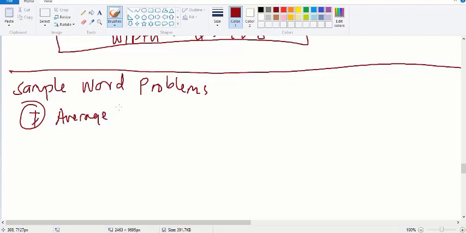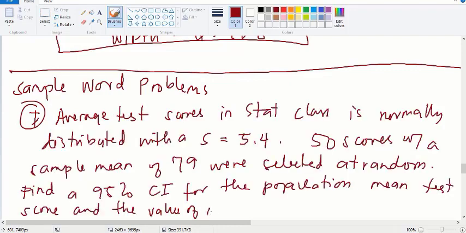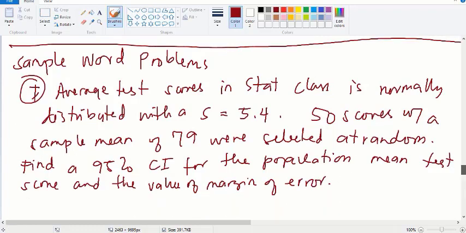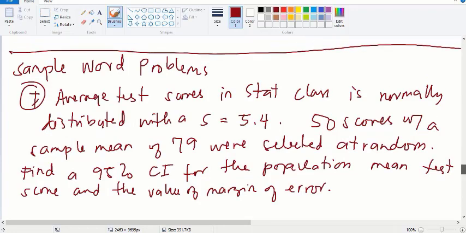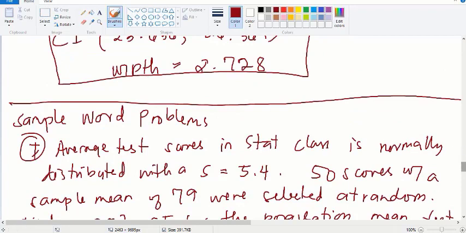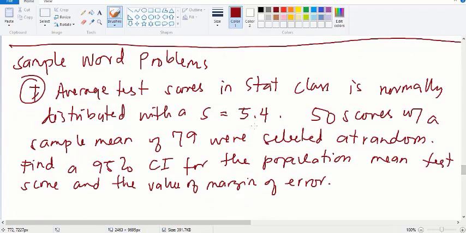The average test scores, and the margin of error. So, we are looking for two things. Actually, we can find the margin of error, right? So, the average test scores in stat class is normally distributed. Given the standard deviation, and 50 scores, so that is your N, 50. So, obviously, Formula 1 is what we will use, aside from the fact that it is normally distributed, meaning a normal distribution. So, it is the Z score that we are looking for.